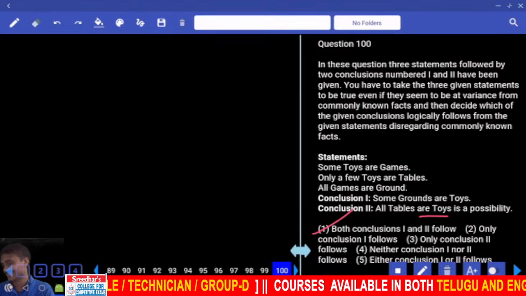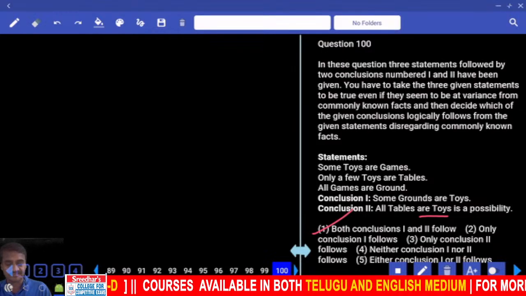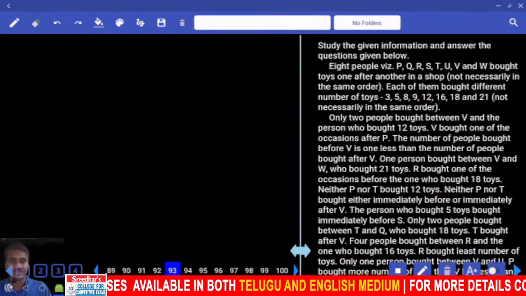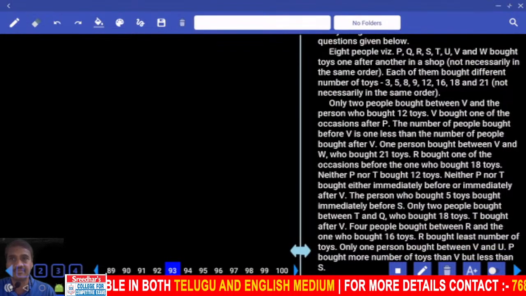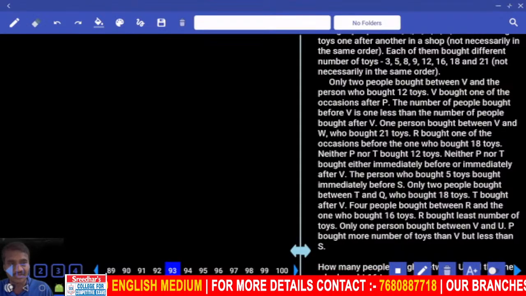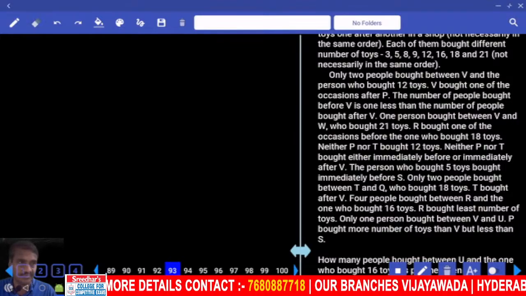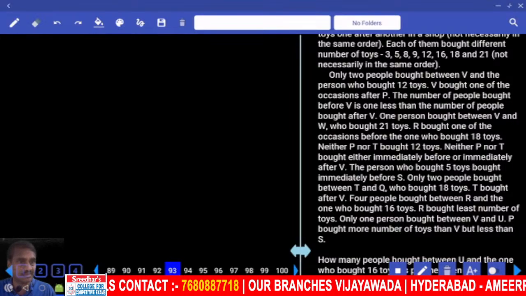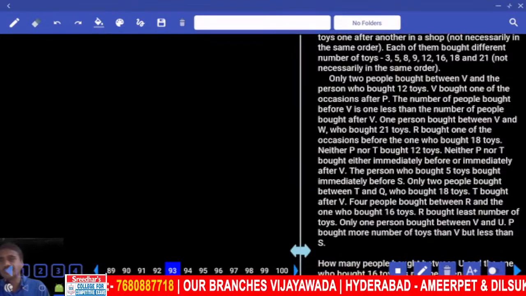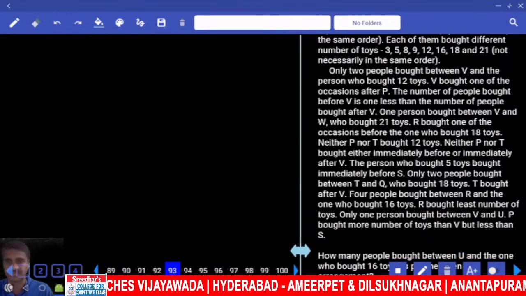Then next one, coming to 93 to 97. Now let's start with 93. In this, how many people are there? 8 people bought different toys one after the other in a shop. All the puzzles given today come along with a parameter, isn't it? Hence all these come under the second or the last. Hence try to work out at least one set.